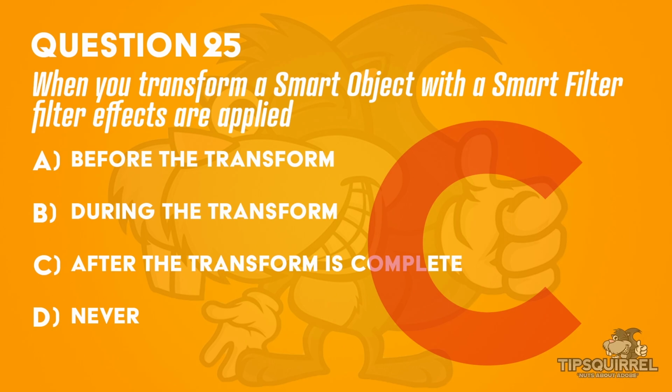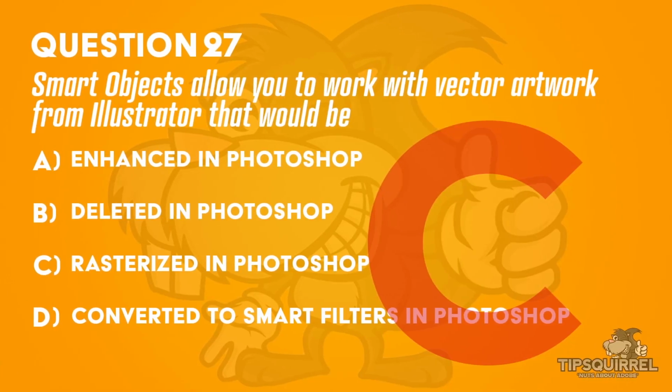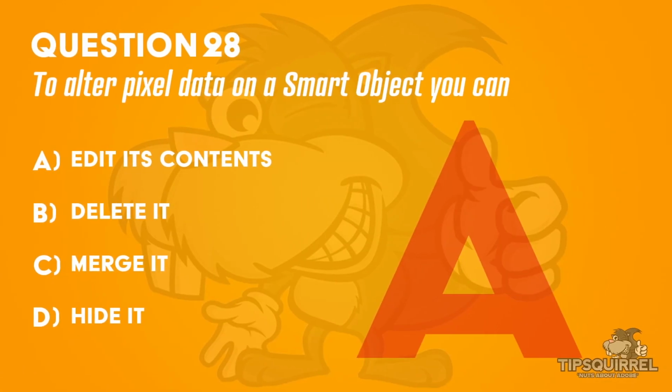Question 25. When you transform a smart object with a smart filter, filter effects are applied C, after the transform is complete. Question 26. Smart objects allow you to perform non-destructive A, warping. Question 27. Smart objects allow you to work with vector artwork from Illustrator that would be C, rasterized in Photoshop. Question 28. To alter pixel data on a smart object, you can A, edit its contents.